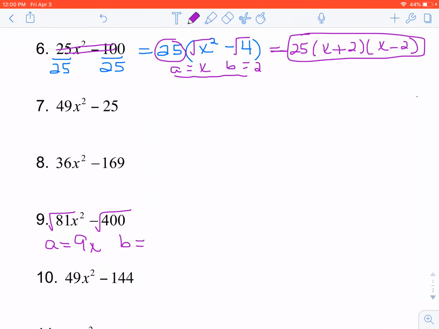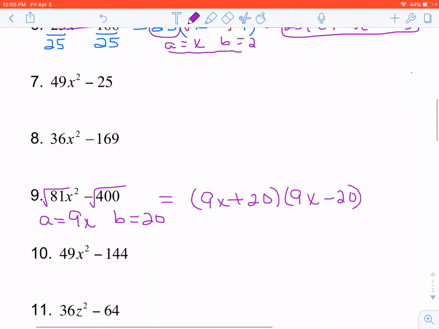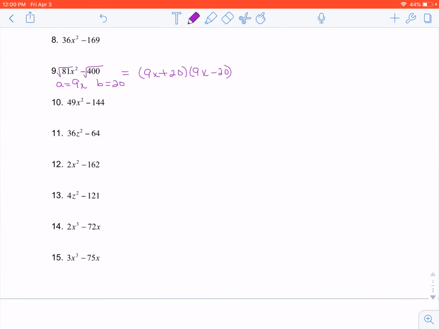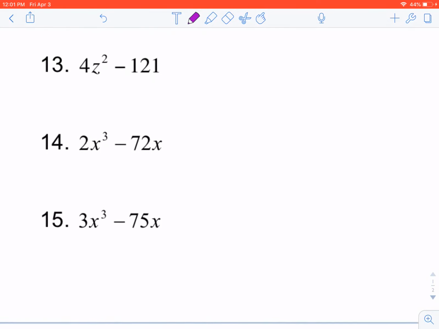The square root of 400. What times what makes 400? Well, that's 20. So again, my pattern, something plus, something minus. And that's something, or what I have listed for A and B. 9x plus 20, 9x minus 20. All right, so I've done 3. I'm going to do one more with you, and I figured I'd go down to the last set of problems here. Why don't we do the last one together, number 15?